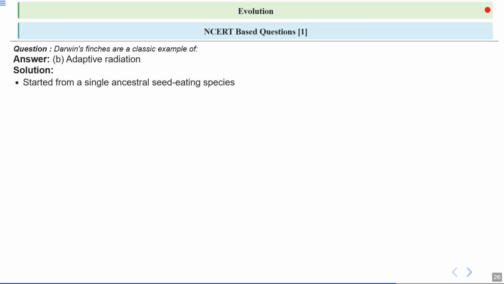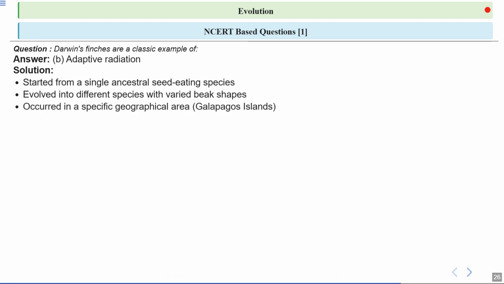Let's have a look at the explanation. The original Darwin finch was seed eating. This seed eating finch evolved into different species with varied beak shapes. All of these species evolved in a specific geographical area, which is the Galapagos Island. This is a very good example of adaptive radiation, and it shows diversification of the Darwin finch to occupy different ecological niches.